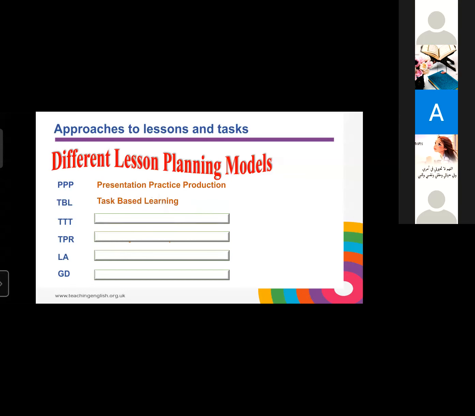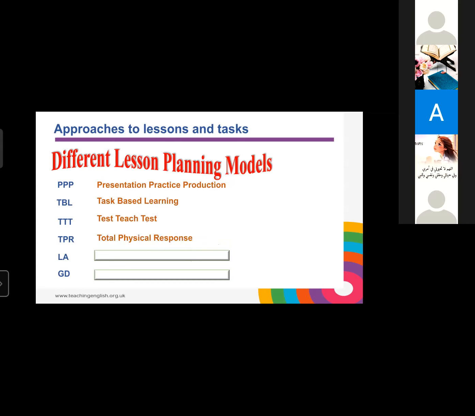What about TBL? TBL stands for task-based learning. So is it a teacher-centered or a learner-centered? Learner-centered. Yes, a learner-centered. What about TTT? TTT stands for test, teach, test. Who's testing the students or the learners? Who's giving tests? Of course, the teacher. What about TPR?